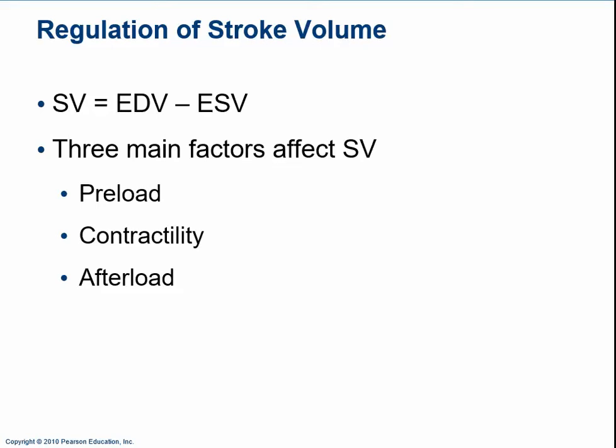And the afterload is really the pressure in the aorta or the pulmonary trunk that forms a resistance against pushing the blood out of the heart. And so an increased afterload increases the end systolic volume, so it decreases the stroke volume. Think of a bicycle pump when you're pumping up a tire. If you want to pump up a tire, you pull up on the handle and you load lots of air into the pump. Then you push hard and the handle all the way down.